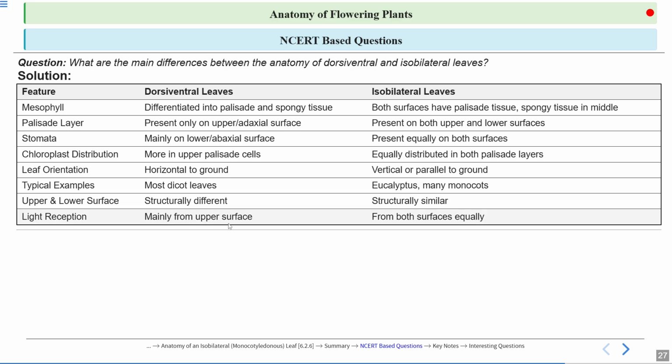Light reception is mainly from the upper surface in dorsiventral leaves. And here, in isobilateral leaves, they receive light from both the surfaces, right? Because they are in a vertical direction. So they receive the sunlight from both the surfaces.